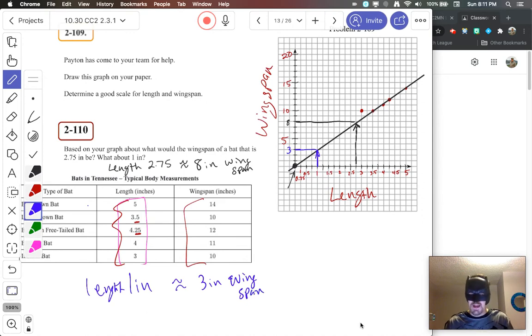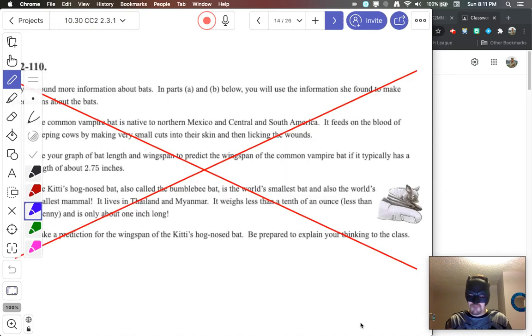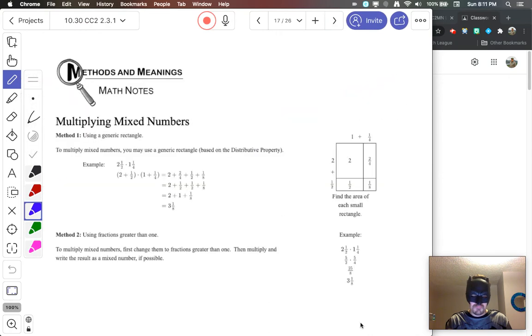And that's that for today. You can look here for some math notes, and those are the math notes on how to multiply mixed numbers. Do make sure that you decide which method is going to work best for you. Is that the rectangular method or using improper fractions? They call them fractions greater than 1, but we can call them improper fractions.